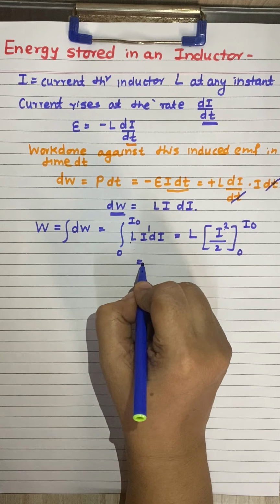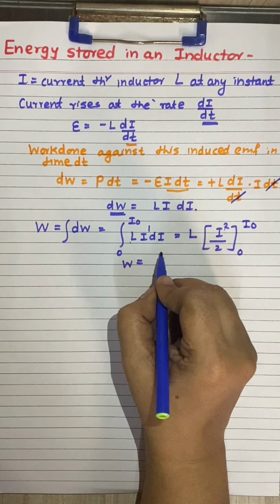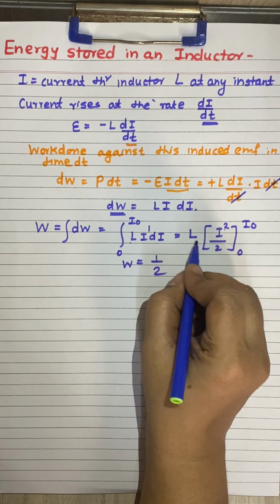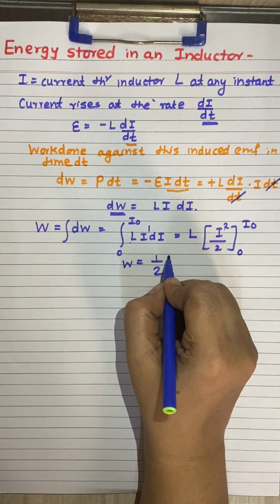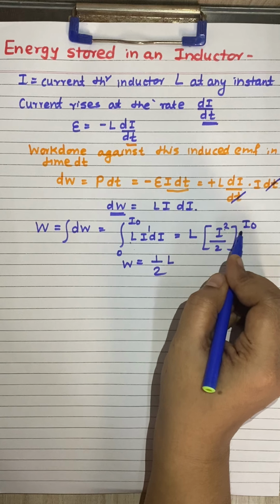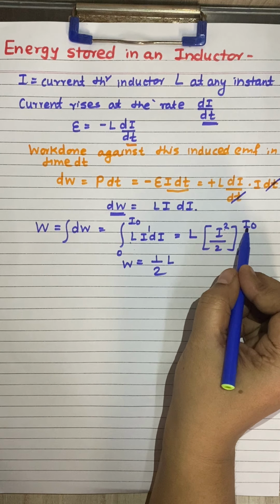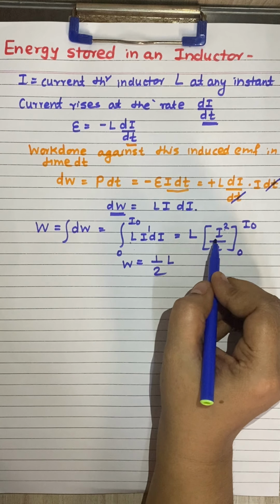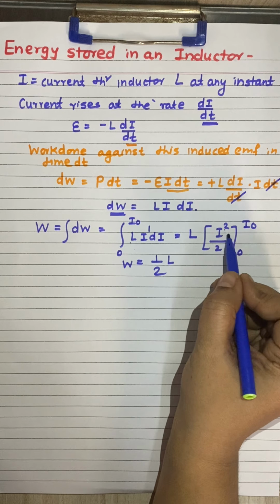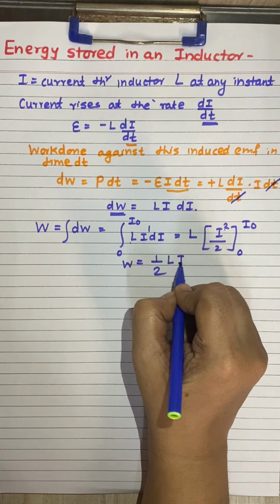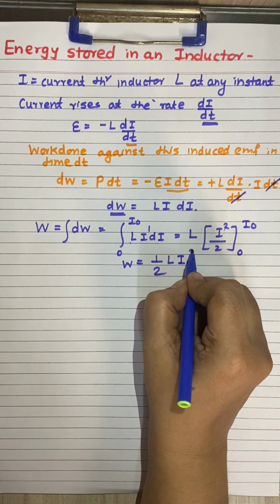So once we apply the limit, I get the value W is equal to 1/2 L. I take the 1/2 L outside, and this will be I naught square minus 0, because it is upper limit minus lower limit. So when I put the upper limit, it will be I naught square, and the lower limit I will become 0. So it will be 1/2 L I naught square.